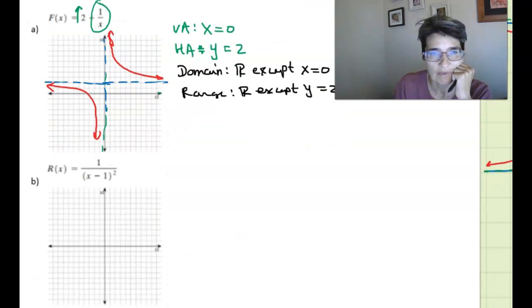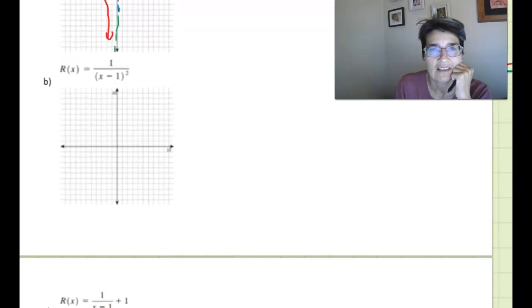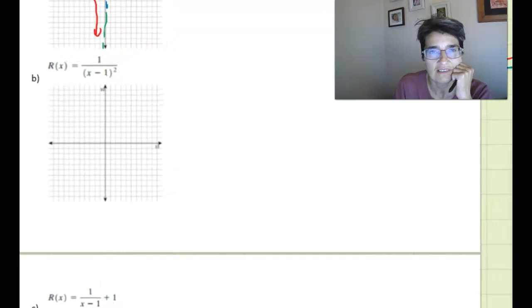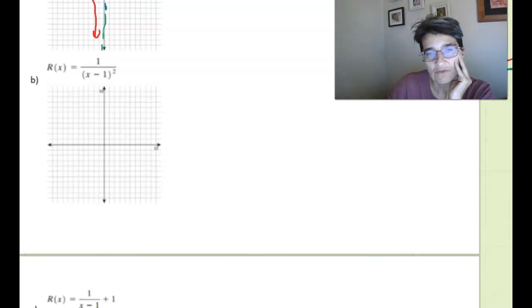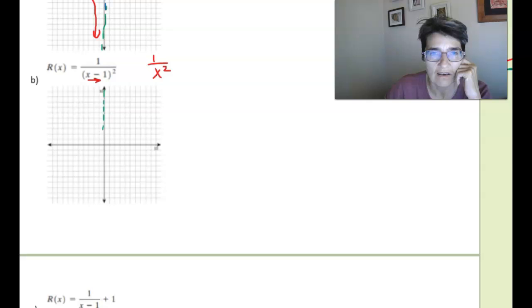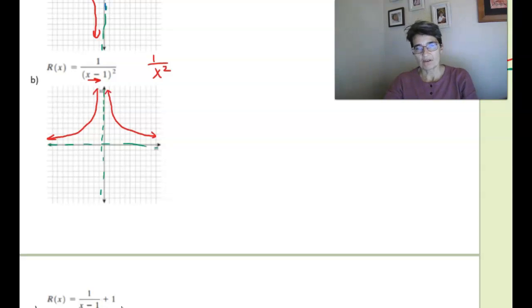Alright, let's look at b. For this function, the parent function is 1 over x squared, because you see the square right here. The minus 1 in parentheses is a horizontal shift, so it's moved 1 unit to the right. Let's graph our 1 over x squared graph to see what it looks like. It looks like this and like this. It has a vertical asymptote at x is 0 and a horizontal one at y equals 0.